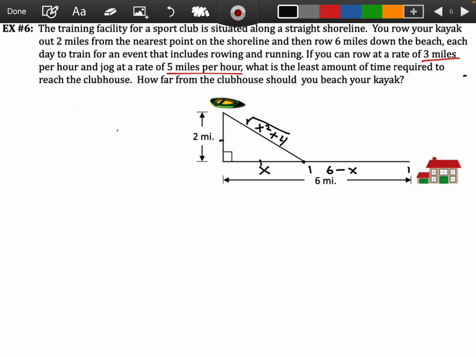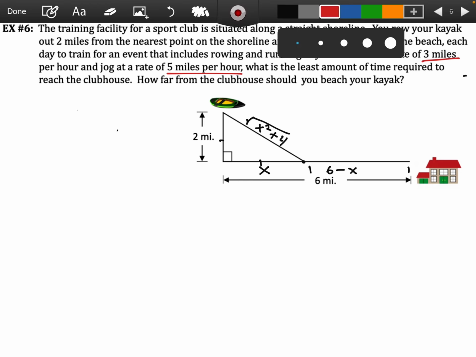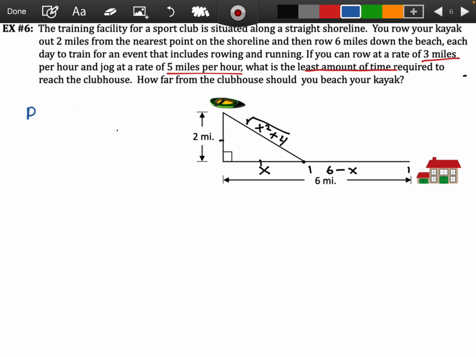So the biggest thing they want you to answer is, what is the least time? So you need to make an equation with time. What is the equation that you're going to use for time? Well, we know distance is equal to rate times time. So we're just going to solve for time. Time is going to be equal to distance divided by rate. But we have two.